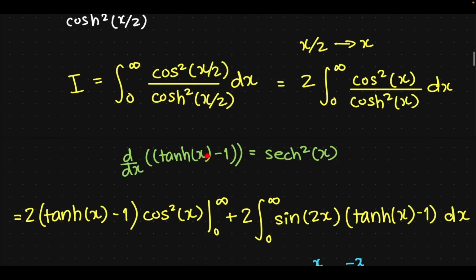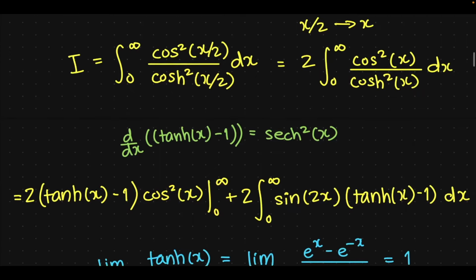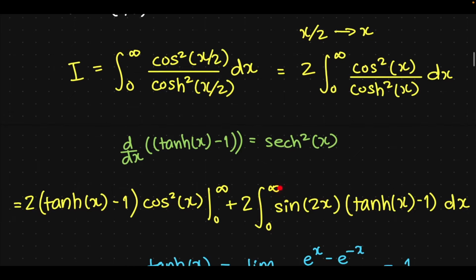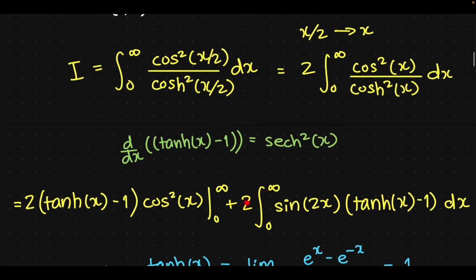So once we do that, we're going to take the antiderivative of sech squared. That becomes 2, which was from the prefactor that we had, tanh x minus 1 times cos squared of x from 0 to infinity evaluated, plus we have to differentiate the cosine squared, which becomes minus sine of 2x. So that minus and the minus from the integration by parts become a plus 2 times the integral 0 to infinity of sine of 2x times tanh of x minus 1 dx.